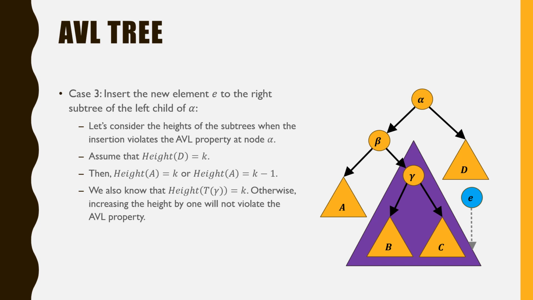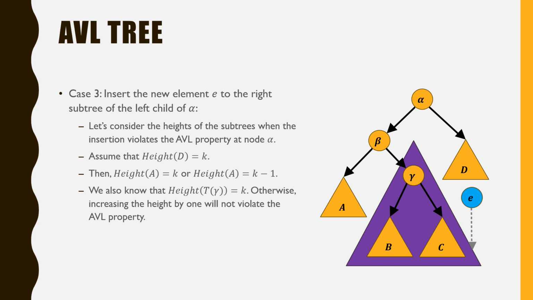Now, let's determine the heights of the subtrees before the insertion. Let the height of subtree D be k. Then, the height of subtree A must be either k or k minus 1. If the height of A is k plus 1, the height of alpha's left subtree becomes at least k plus 2. Since the height of alpha's right subtree D is k, this results in a height difference of 2, violating the AVL property.